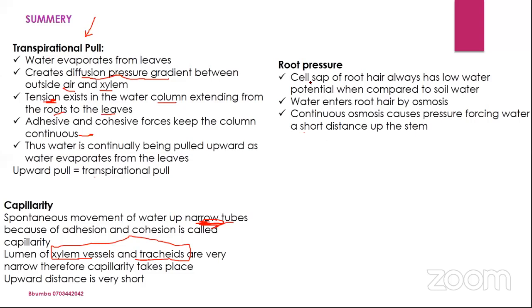Now, normally you find that the cell sap of root hair cells has a low water potential compared to the soil water solution. And then another thing is that water enters root hairs by osmosis, and continuous osmosis causes pressure, forcing water a short distance up the stem. That is the root pressure.